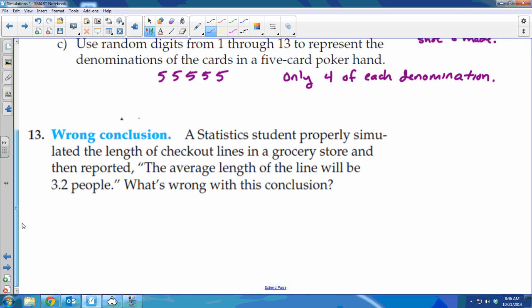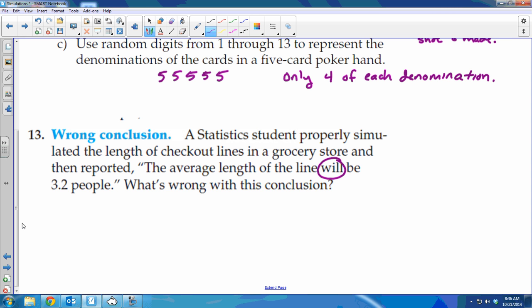All right, 13. The stats student properly simulated the length of checkout lines in a grocery store and then reported, "The average length of the line will be 3.2 people." What's wrong with that conclusion? She did everything right, so what's wrong with what she said? There's one word that makes this bad. "Will."